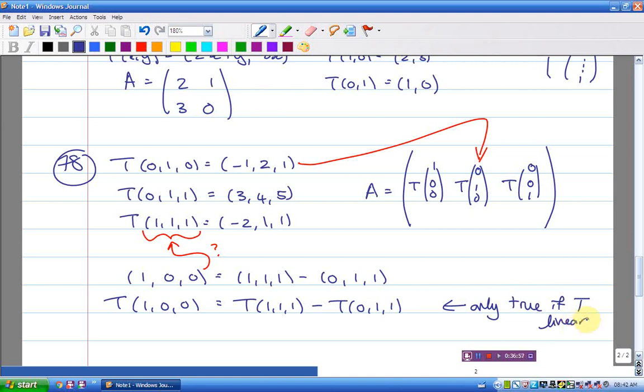Because on the right-hand side, I have two vectors. I'm carrying out the transformation first, and then I'm subtracting. On the left-hand side, I effectively have the two vectors already subtracted, and I'm carrying out the transformation last.